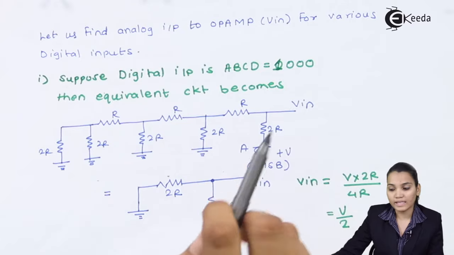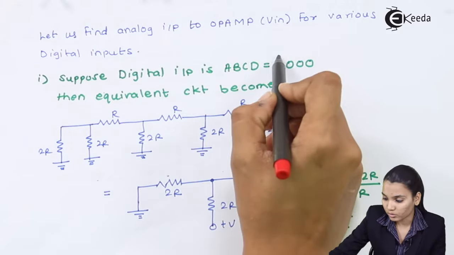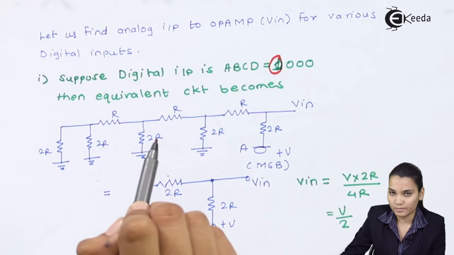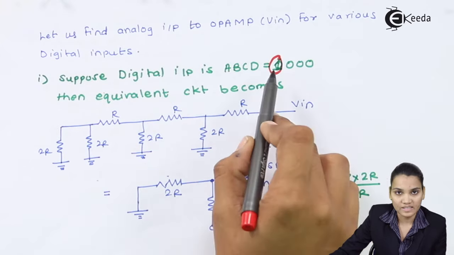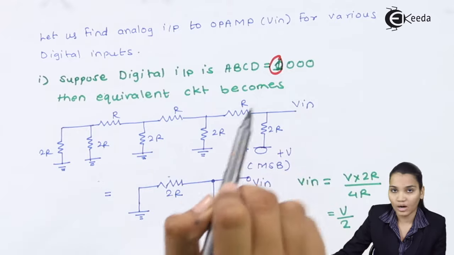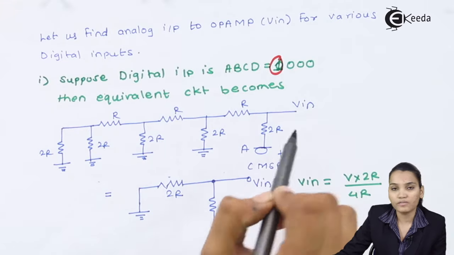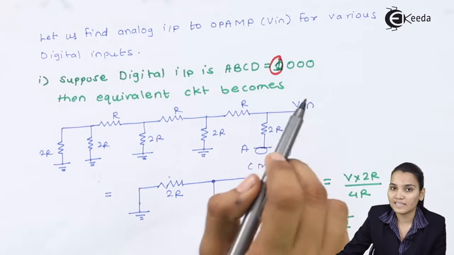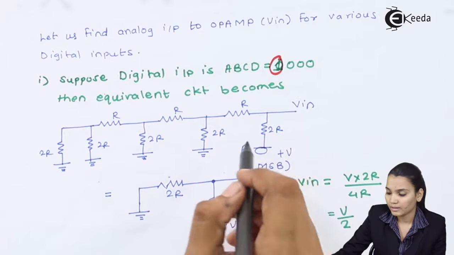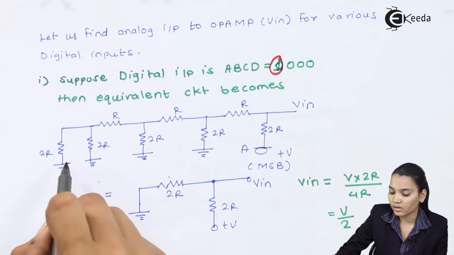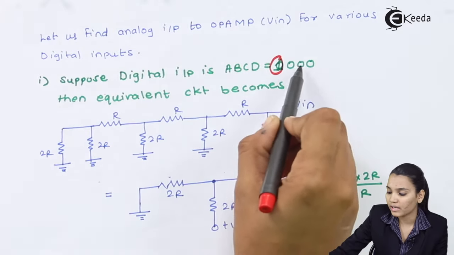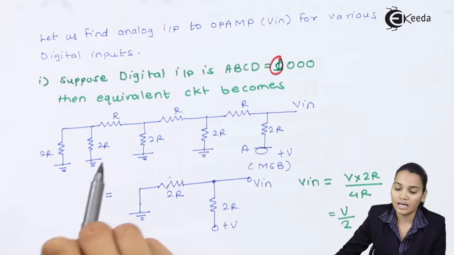So what we have done in the ladder network, this is nothing but the MSB value. The MSB value we will give as a plus voltage because it is the 1. So 0 level will be grounded and the 1 level will be given some voltage value, that is considered as plus V. So at A we have given the value plus V and all the other inputs are grounded because all the other bits are 0.